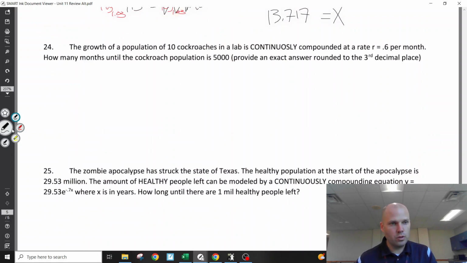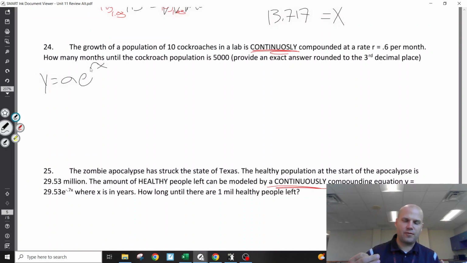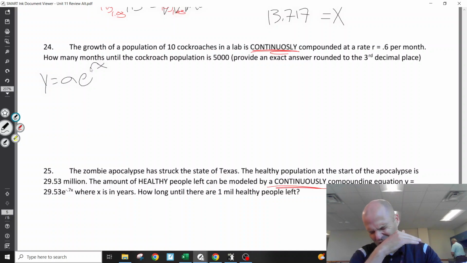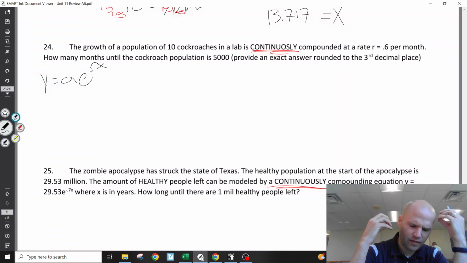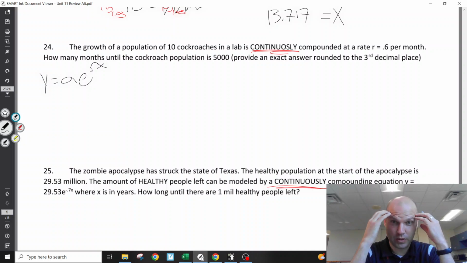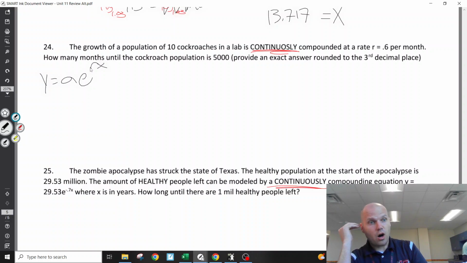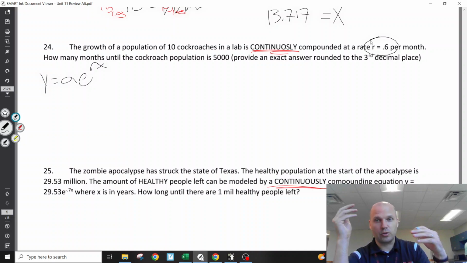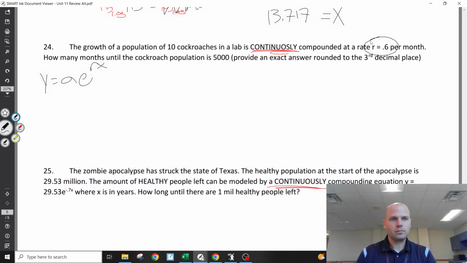The last two deal with continuous compounding, which means we're using the equation y equals a times e to the rx. It's just a different equation because we're talking about splitting our rate infinitely many times, given to us infinitely many times per year. You will always be given r as a decimal. You don't have to convert it.